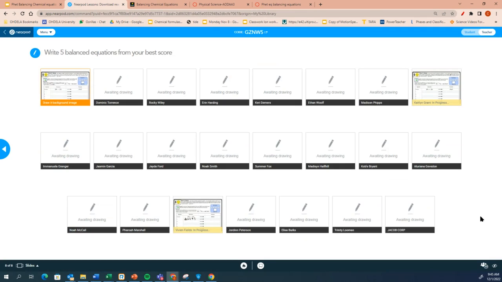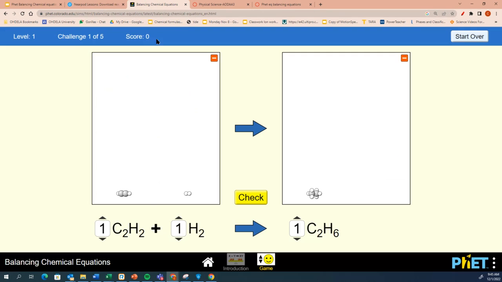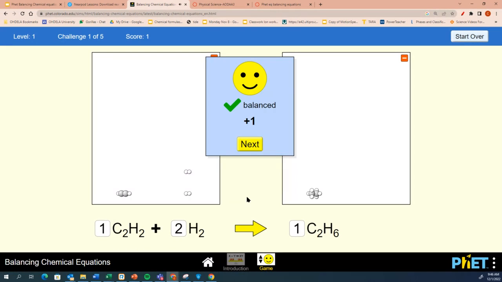Good job, guys. I see that Caitlin's already got something. Make sure that you're writing the equation, Vivian. In the balancing here, you're writing 1 C2H2, and then 2 H2 gives you 1 C2H6. I did the first one for you. So you're going to write this one down: 1 C2H2 plus 2 H2 gives you 1 C2H6. You're going to write all this down.